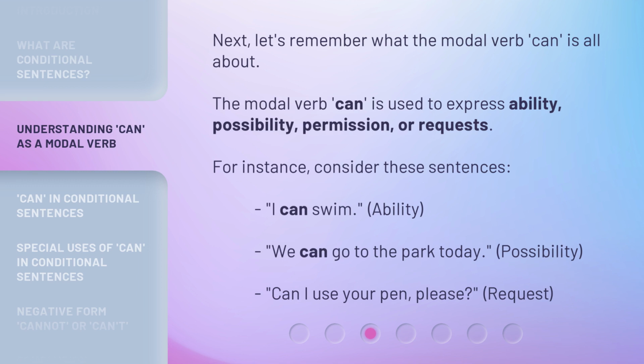Next, let's remember what the modal verb, can, is all about. The modal verb, can, is used to express ability, possibility, permission, or requests. For instance, consider these sentences. I can swim. Ability. We can go to the park today. Possibility. Can I use your pen, please? Request.